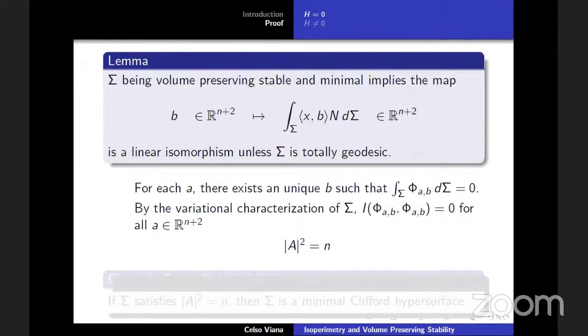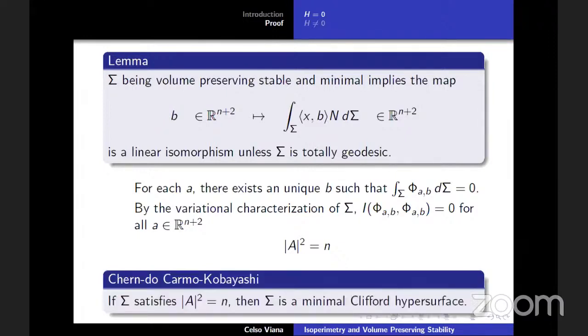And so now you get an equation for this minimal hypersurface, right? It turns out that hypersurfaces in the sphere which satisfy this equation have been classified way earlier in the literature. It's a classical result of Chern, do Carmo, and Kobayashi, which shows that minimal hypersurfaces with these properties are just the Clifford hypersurfaces that I mentioned earlier, right?